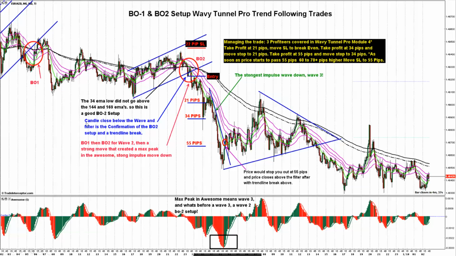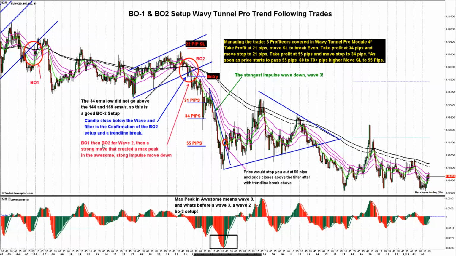Second point in blue, candle close below the wave and filter is the confirmation of the breakout 2 setup and trend line break. So he's drawing a trend line here across the bottoms and looking for a breakdown below this trend line and a close below the filter. And then he sets his 3 profiteers, which we're going to learn about on Thursday, as 21 pips, 34 pips, and 55 pips.